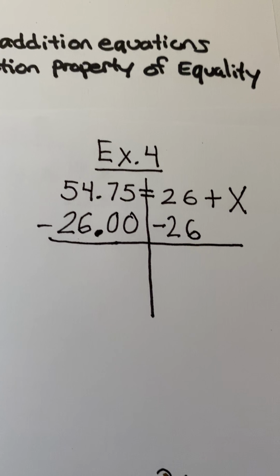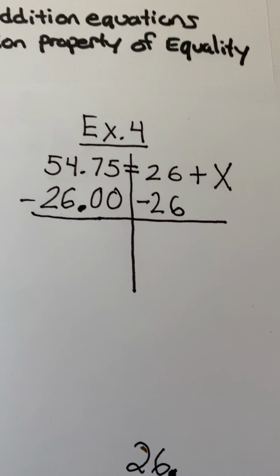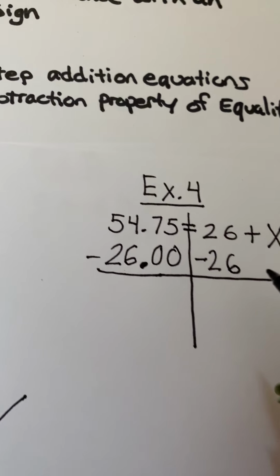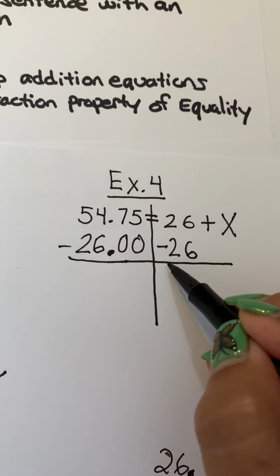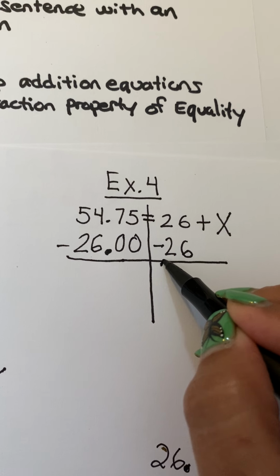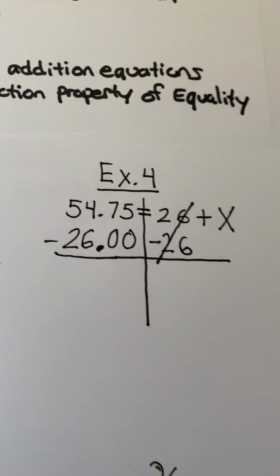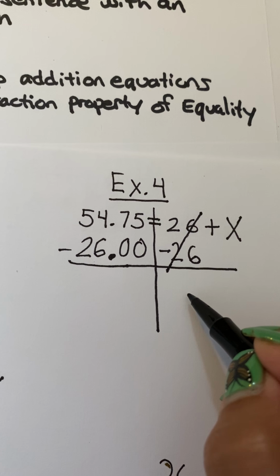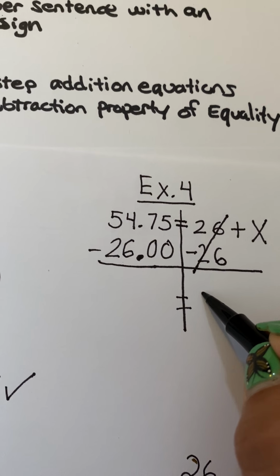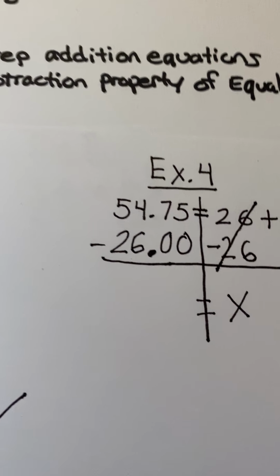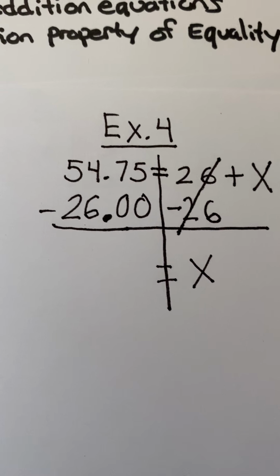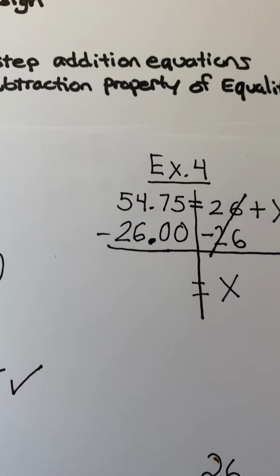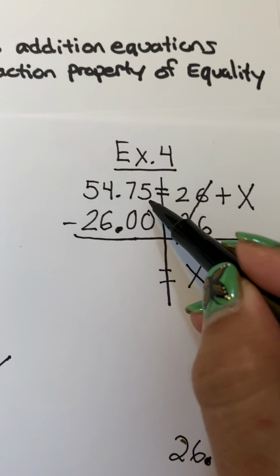Okay, and now we're going to subtract 26 from both sides using the subtraction property of equality. So let's look at the right side, because the first thing we want to do is get rid of any numbers that are near x. So now we have 26 minus 26, which cancels out, and you're left with x. And then on the left side of the equal sign, we have 54.75 minus 26.00. And you start subtracting.